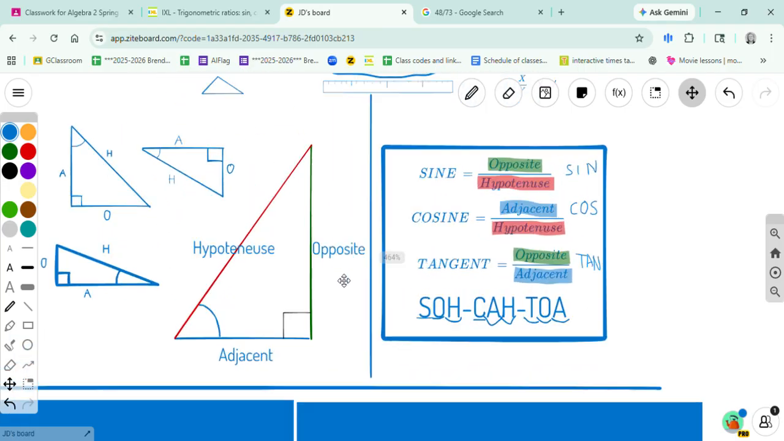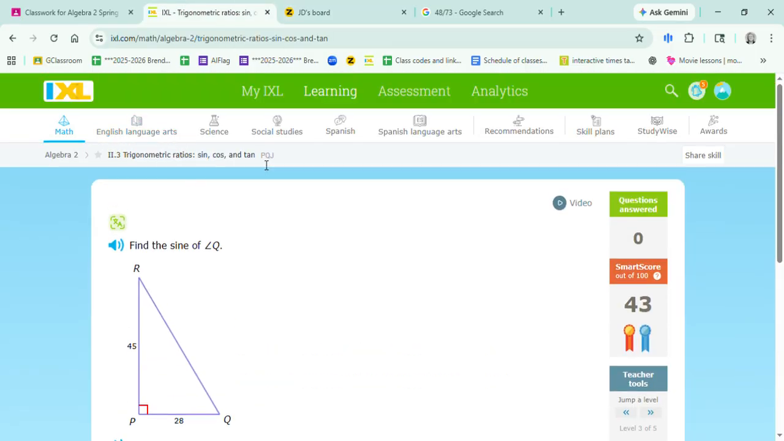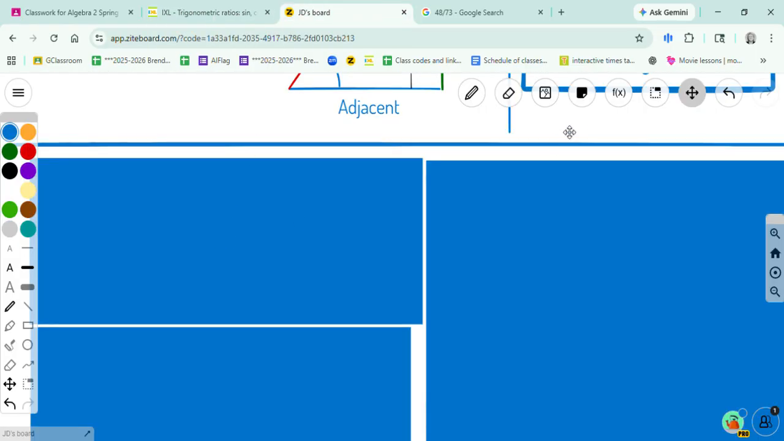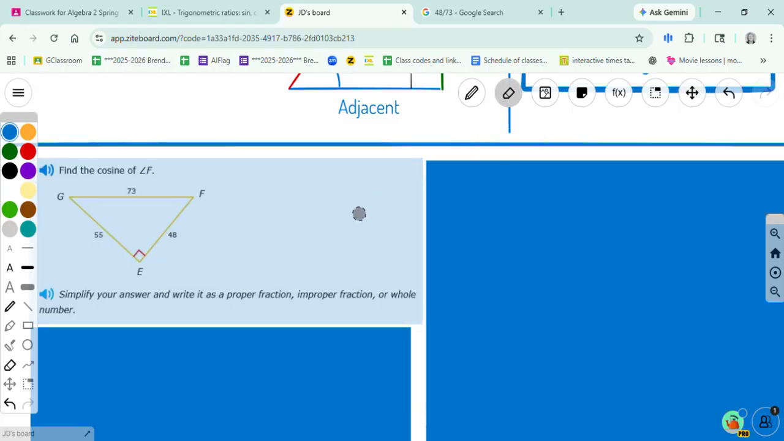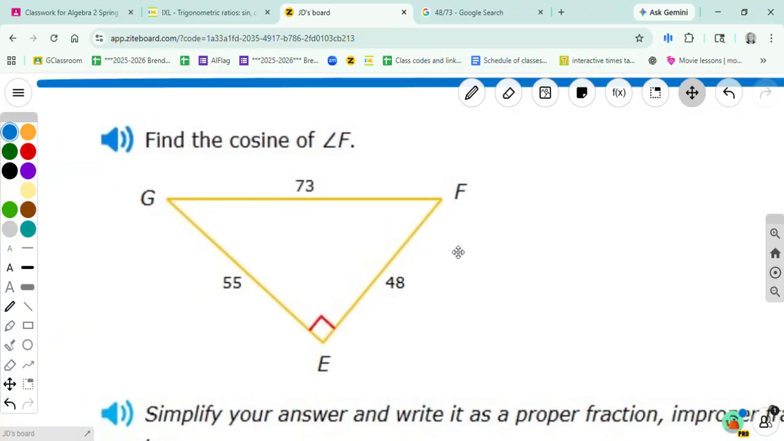They'll ask us to make these fractions. So, let's go look at some IXLs. They come from here, IXL PQJ. Let's practice some of these. So, they want to find the cosine of angle F. So let's first highlight our angle F. This is F.